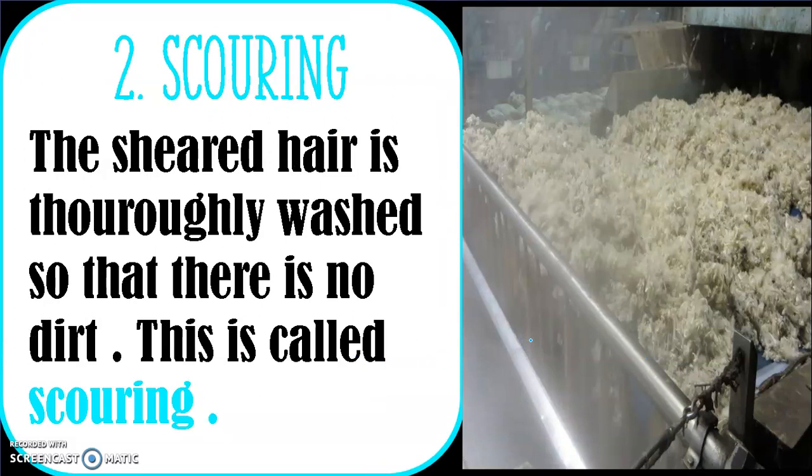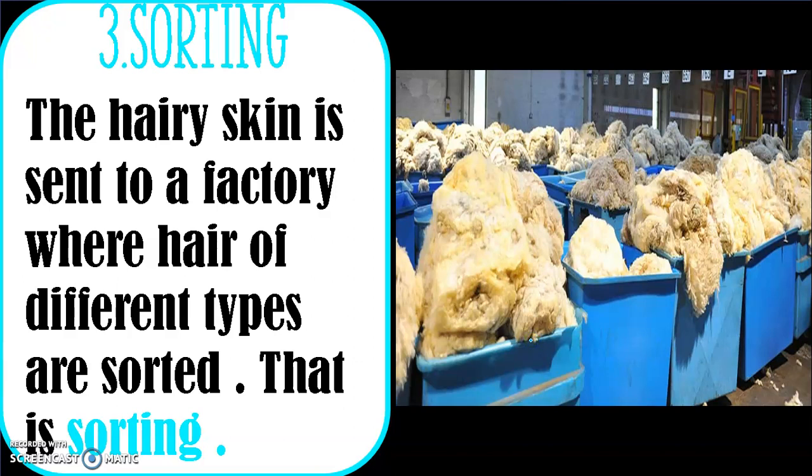Scouring. After that, the sheared hair, the fleece that is taken off, is thoroughly washed so that there is no dirt. When they are thoroughly washed for cleanliness of the wool, that process is known as scouring. After that, the fleece is sent to a factory where hair of different types are sorted. That process is known as sorting. You see, there is the gray one, some of them are brown, so they are sorted. Like the coarse wool is sorted, the hosiery wool is sorted, and they are sorted like that.